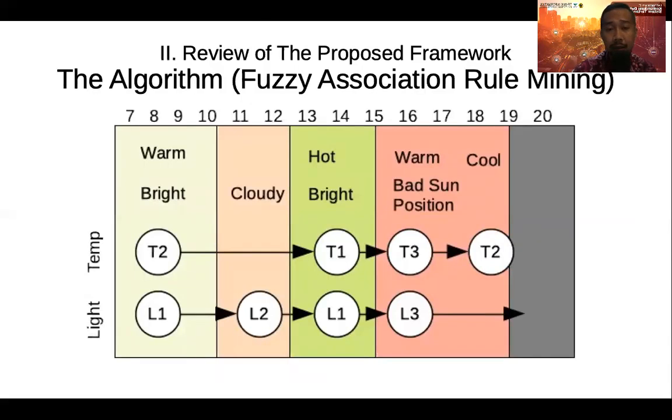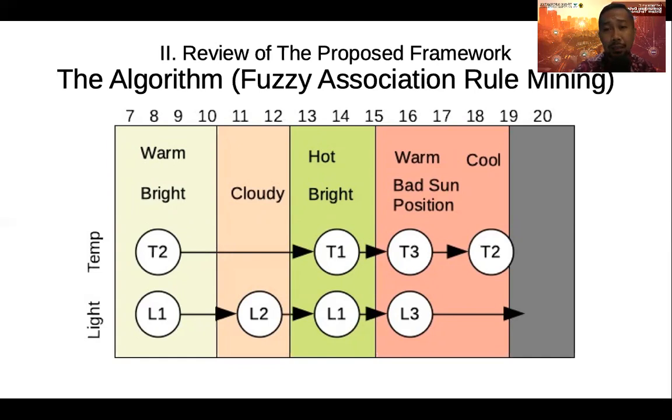Okay, so this is a basic concept of fuzzy adjacent rule mining that we use for the time series data. There are two variables shown there. There is a time series on the x-axis. We can see each temperature label 1 to 3, and likewise 1 to 3. There is a morning time which is partially bright, partially cloudy, and in the afternoon we can see hot and bright. So, best condition maybe.